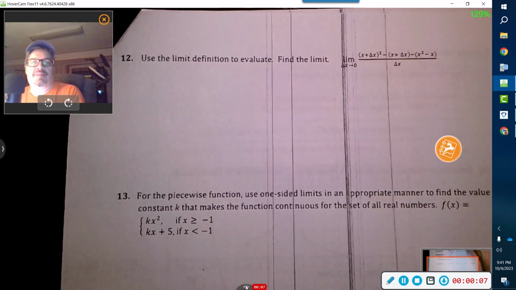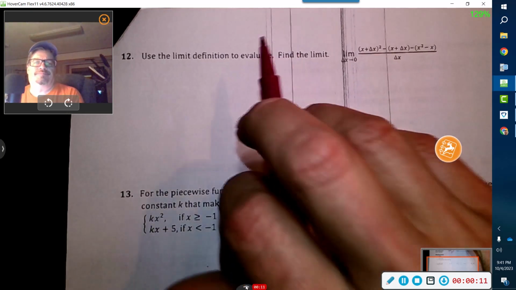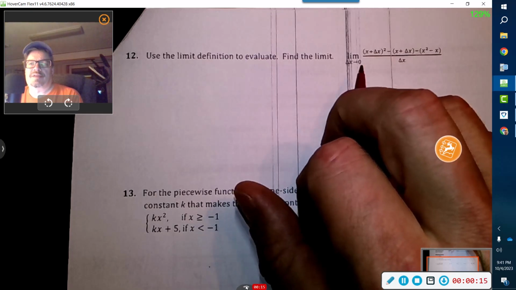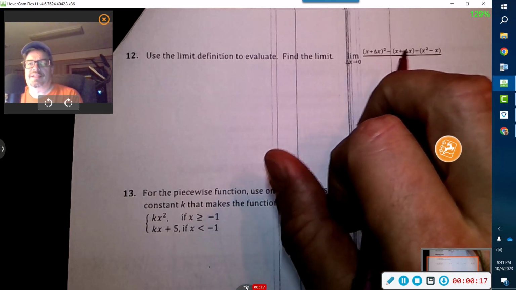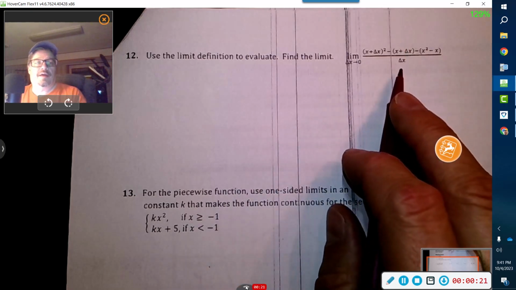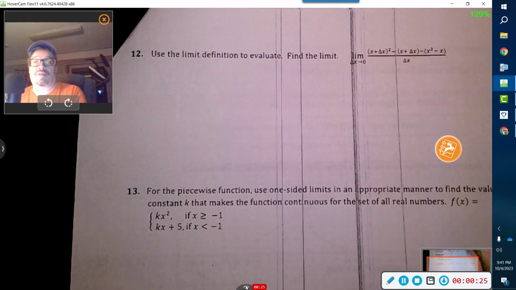Use the limit definition to evaluate. Okay. We're going to go ahead and have delta x approach 0. Now, if we could plug this in, great, but unfortunately, we'd have a division by 0. So what we've got to do is FOIL this out very carefully.